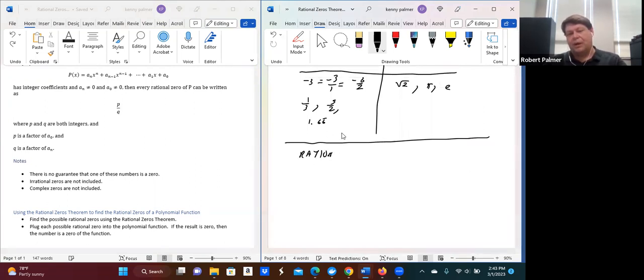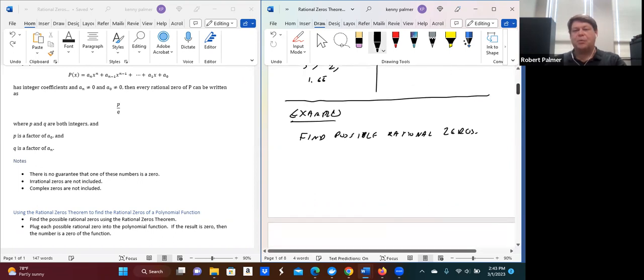So once again, we're talking about the rational zeros theorem, with some examples. What we want to do is find the possible rational zeros. Okay, so find the possible rational zeros. All right, so number one, let's start with a basic one. Let's say our function f of x is x squared minus x minus 6.